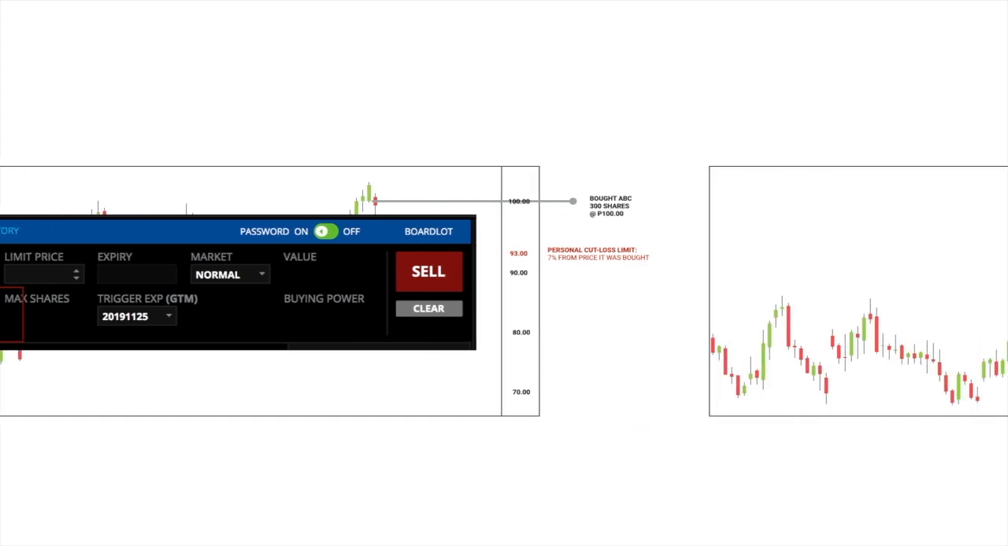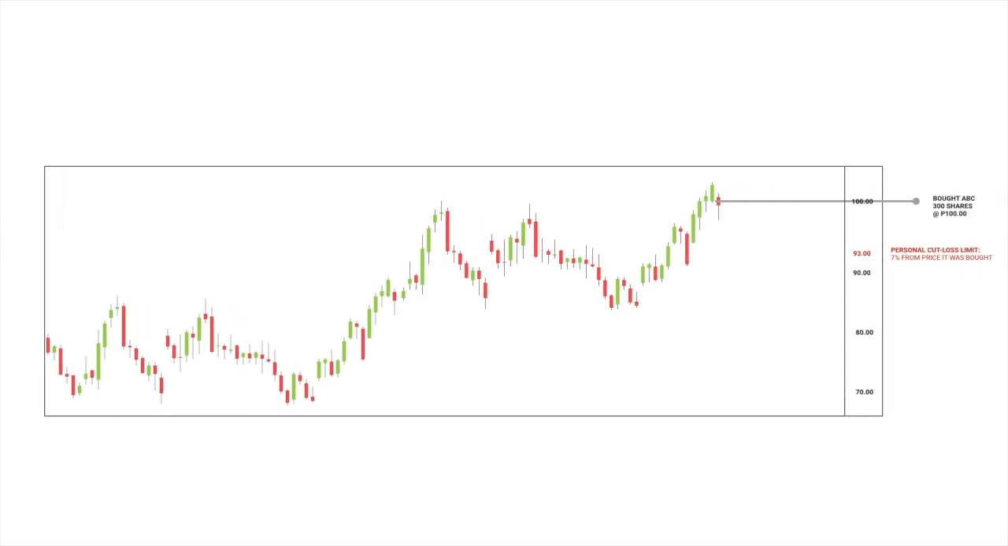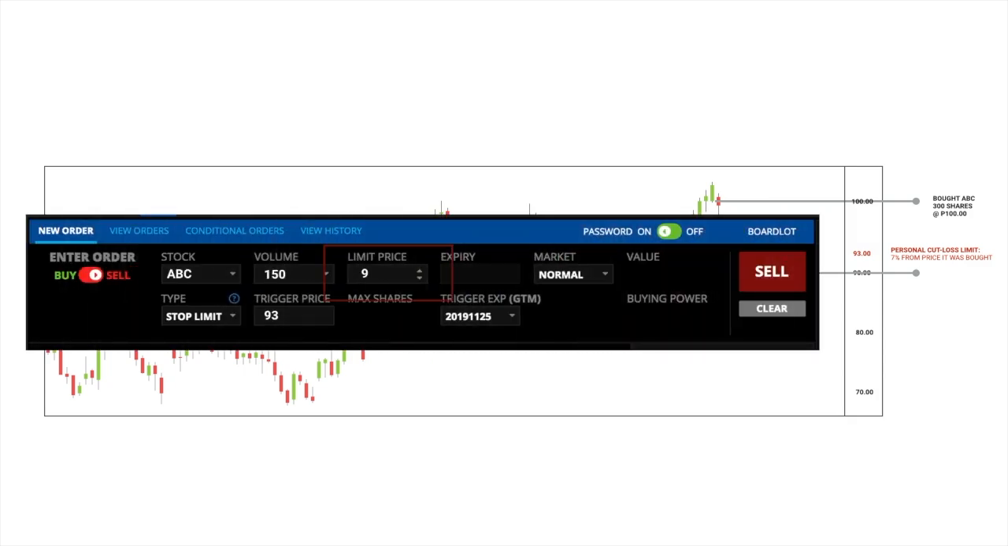And then, I also have my pain tolerance or my pain limit. What if it drops suddenly to 60 pesos? Am I still willing to sell? I don't think so. I'd rather wait. How about 80 pesos? Well, my personal pain tolerance is a 10% drop or 90 pesos. So 90 is my limit price.